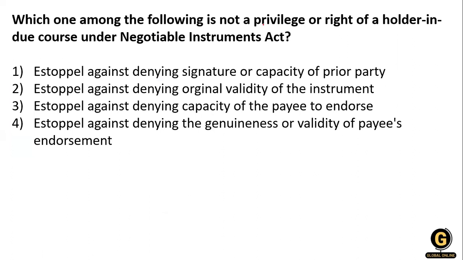Now, which one of the following is not a privilege or the right of the holders in due course? Rights of the holders in due course, Negotiable Instruments Act. Option one is estoppel against denying the signature or capacity of the prior party. Second is estoppel against denying the original validity of the instrument. Third is estoppel against denying the capacity of the payee to endorse, and fourth is estoppel against denying the genuineness or validity of the payee's endorsement.